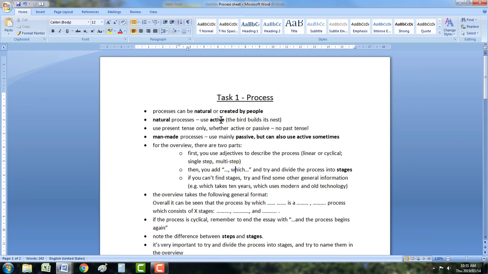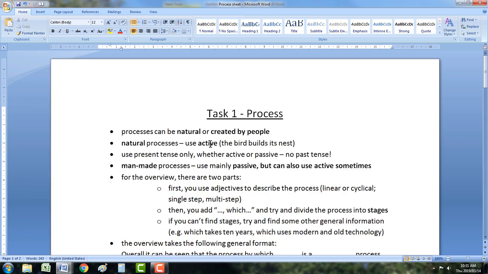In a process like this, you've got to be very aware of active and passive. In natural processes, most of the time you'll use active. The bird builds its nest, because there aren't people involved doing this to the bird. But in the man-made processes, it's usually people doing the thing to the product, so you will use a lot of passive. As you will see, we can use active sometimes. Sometimes it's good to put an active in. Another thing is no past tense, just present tense, because it's like this thing happens every day. So we're just using present tense.